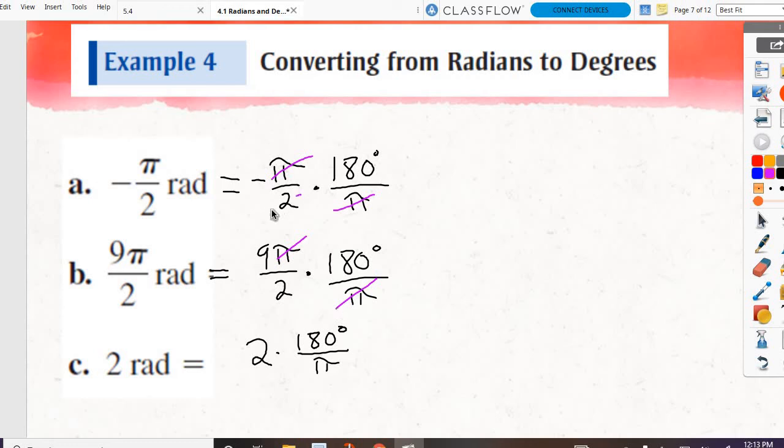So then how many times does 2 go into 180? 90 times. So we end up with negative 90 degrees. Again, how many times does 2 go into 180? 90. So then we have 90 times 9, which gives us 810 degrees.